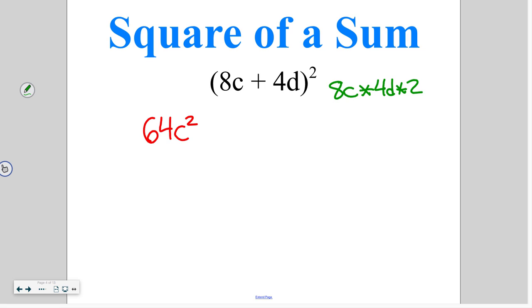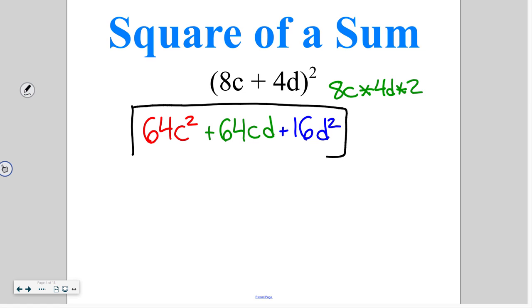So that's how I'm going to get my middle term, is multiplying these two pieces on the inside and then multiplying it by 2. So I've got 8c times 4d times 2. 8 times 4 is 32, times 2 is 64. So I'm going to add on 64cd. And then for the last part, I need to square my last term. So 4 squared is 16, and d squared is d squared. None of my terms match, so this right here is my final answer.